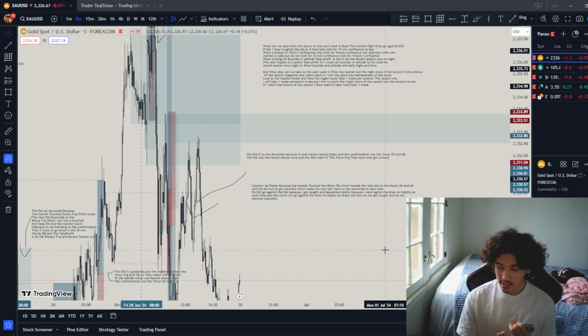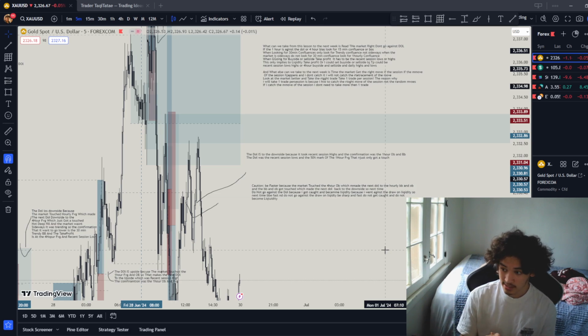One is time the market, take one trade per session. If I take the right trade, there's no need for me to take more than one trade, right? Take one trade per session. Time the market, get the right setup, catch that session move, do not catch that session retracement. And other than that, do not go against drawn liquidity, and do not go against the 4 hour bias.